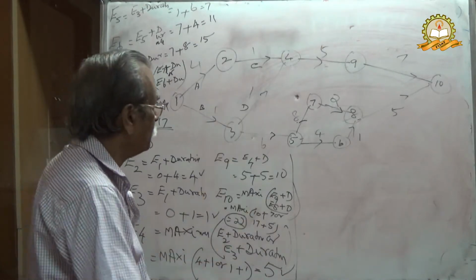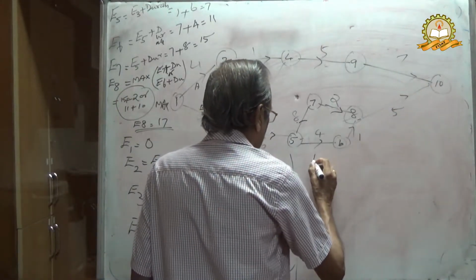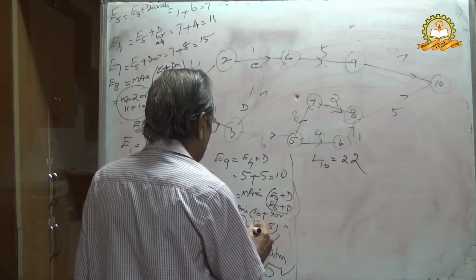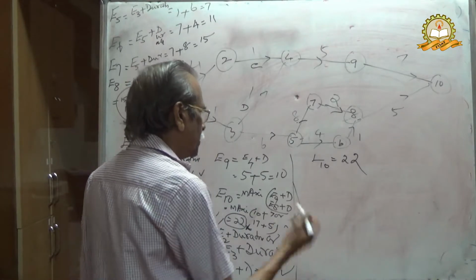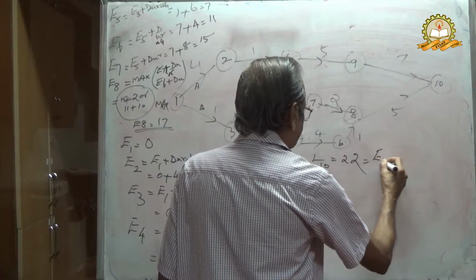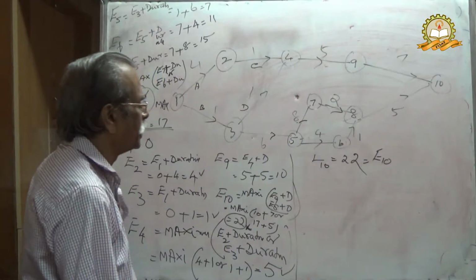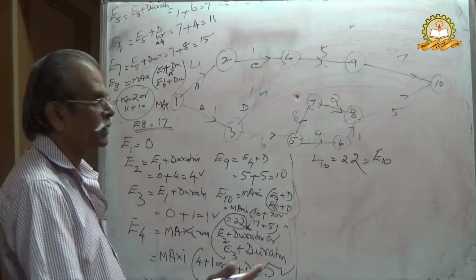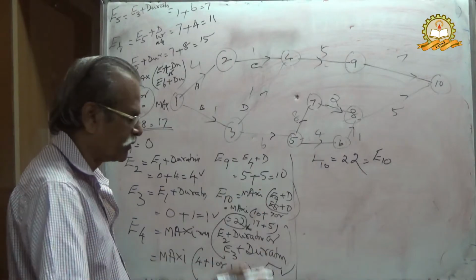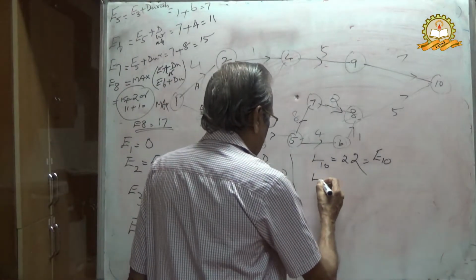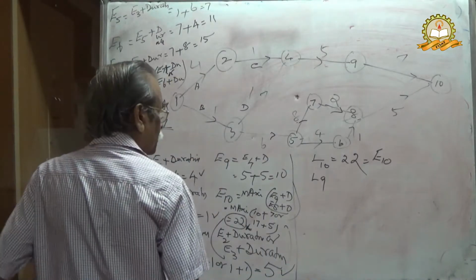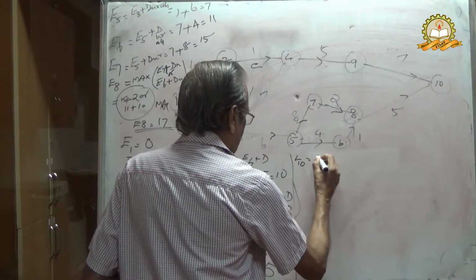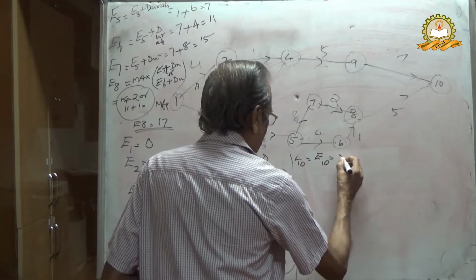Then you go back again, we start with this. L10 equal to 22. That is this number. You can write L10 equal to E10 equal to 22. Then the reverse process, we are doing the reverse process.